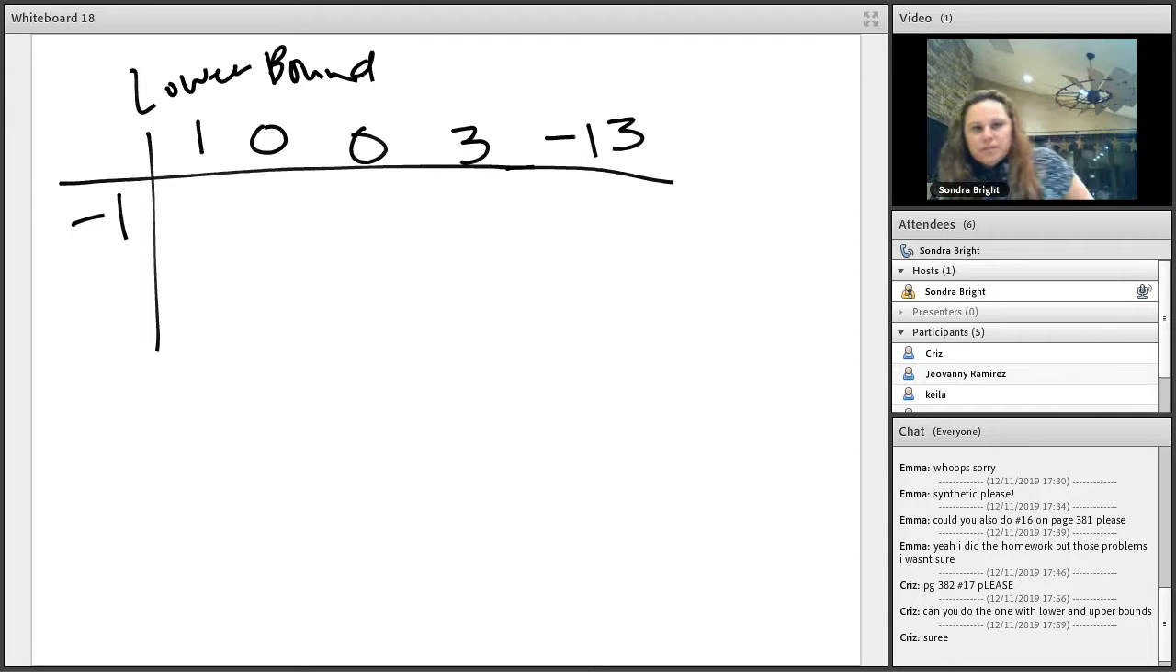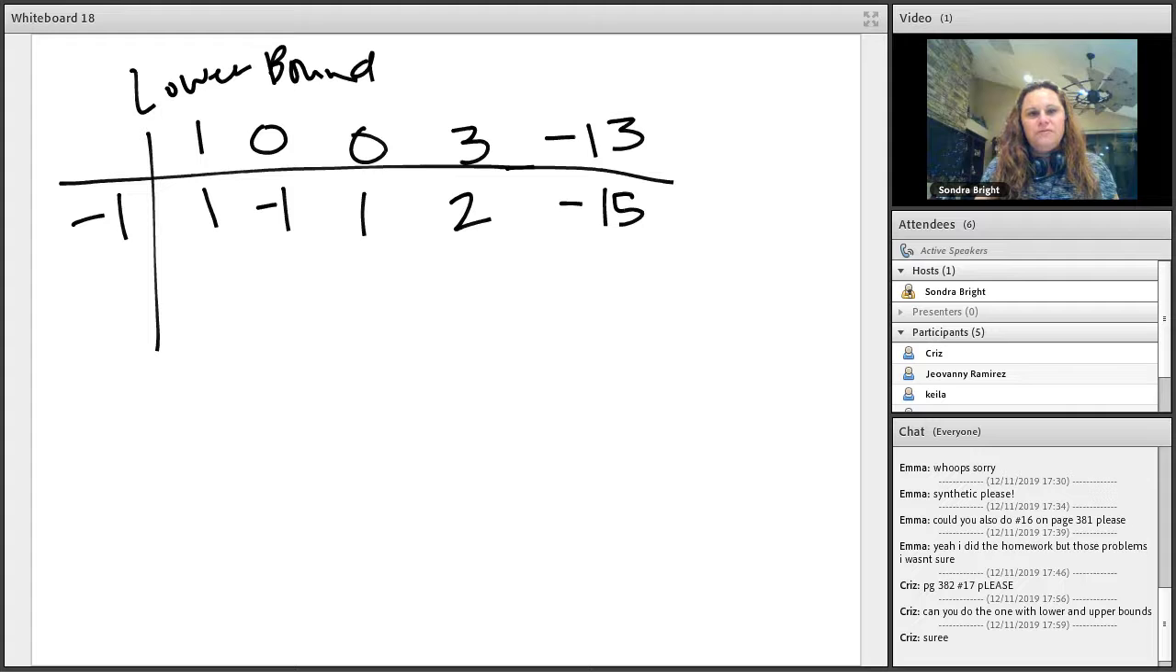Try negative 1 first. Bring down the 1. Negative 1 plus 0 is negative 1. Positive 1 plus 0 is 1. Negative 1 plus 3 is 2. Negative 2 plus negative 13 is a negative 15. So I don't know why I kept going when it went positive, negative, positive. This one, the 2 should have been negative if it was going to be a lower bound. So really I should have stopped, but whatever.